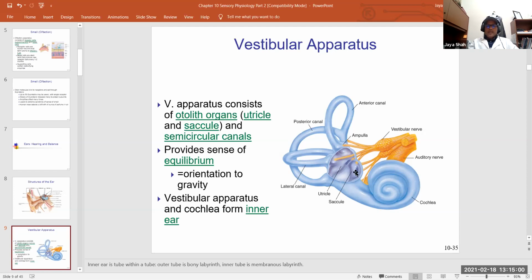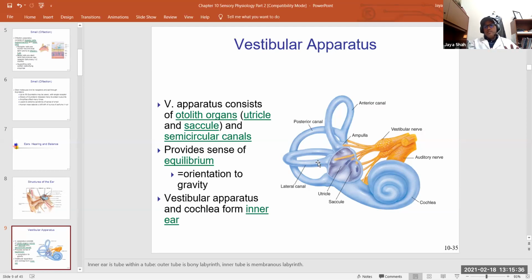So what do these bumps contain? These bumps, saccule and utricle, contain hair cell receptors for balance. And then you have the semicircular canal. At the bottom of the semicircular canal, there is a bump. Those bumps are called ampulla, and the plural is ampullae. And these ampulla also contain receptors for the semicircular canals. So when you move your body, the fluid inside these cavities moves the receptor and you feel your balance.